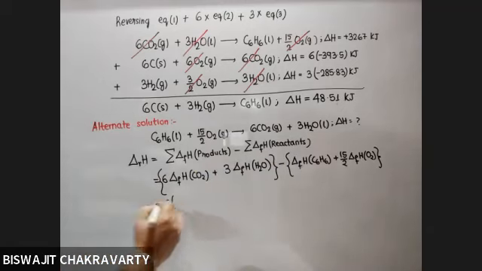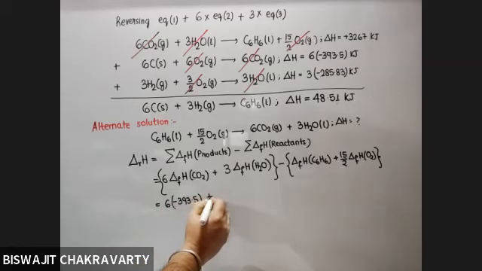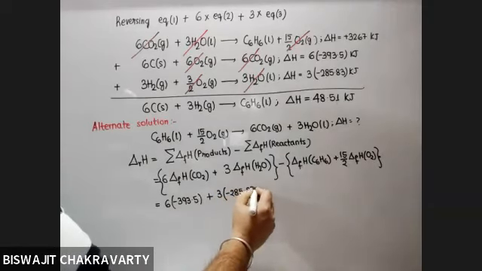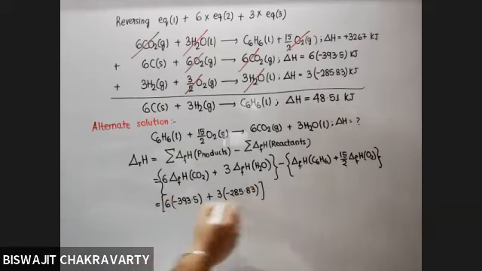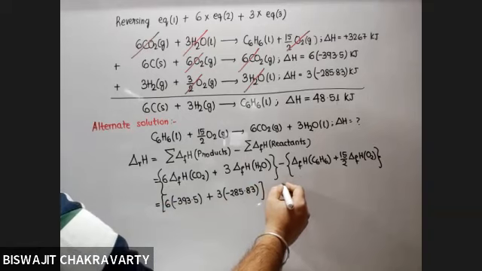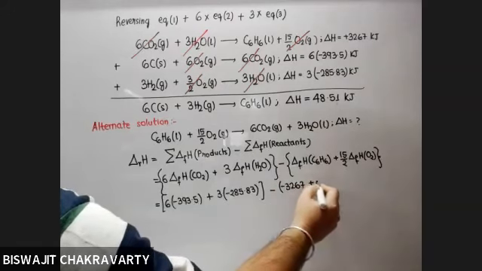What is the enthalpy of formation of carbon dioxide given? Minus 393.5. Plus, what is the enthalpy of formation of water given? Minus 285.83. Minus this much is given to be how much? Minus 3267. Minus 3267 plus this is not given.